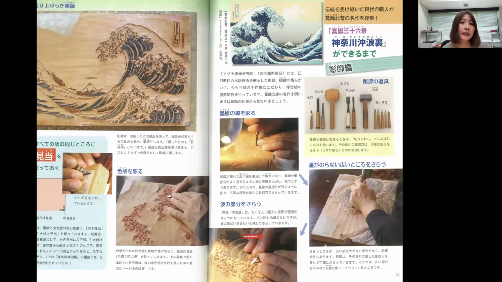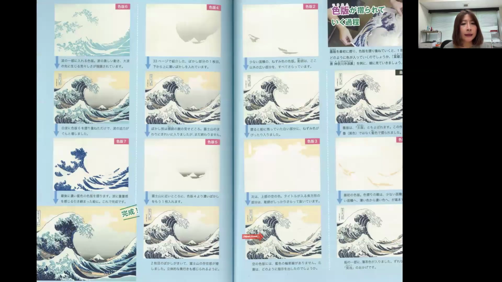Now, let us take a look at how ukiyo-e prints are produced. First, the artist depicts an original work of art. The next, please. The next step, the carver carves as many wood planks as the number of colors to be used, often as many as 8 colors or more. Next, please.